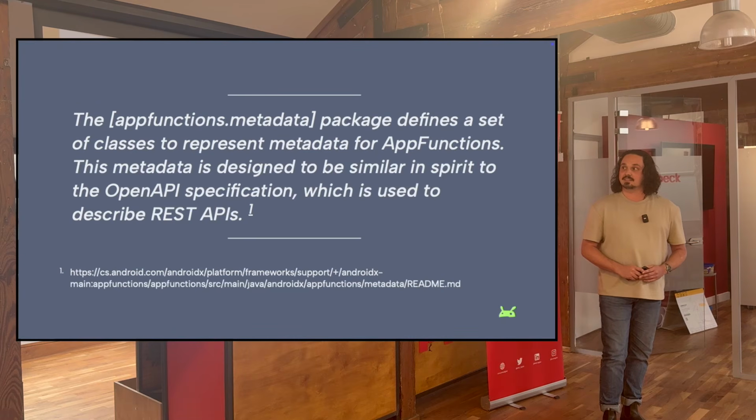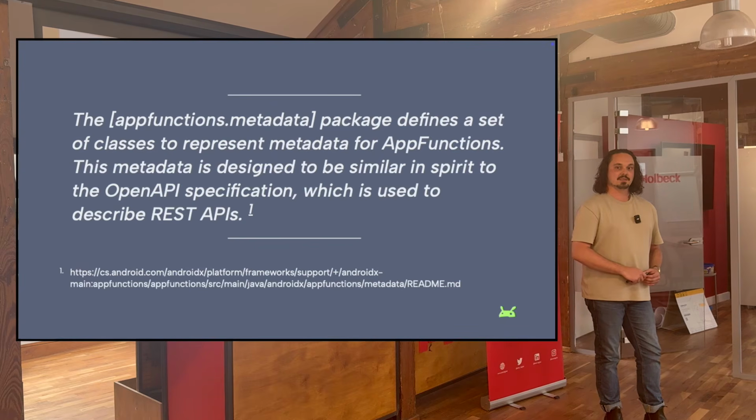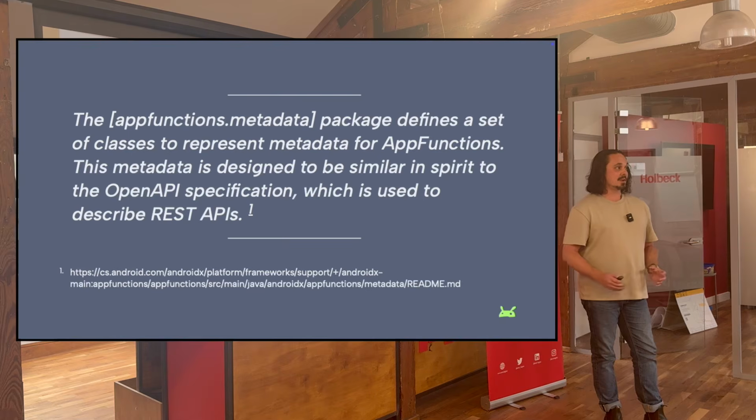And this reads, the app functions metadata package defines a set of classes that represent metadata for app functions, makes sense. And this metadata is designed to be similar in spirit to the OpenAPI specification, which is used to describe REST APIs. Which is pretty interesting, because what this is effectively saying is we want to build something that is transactional, is well-typed, and could be understood by other apps on the platform.